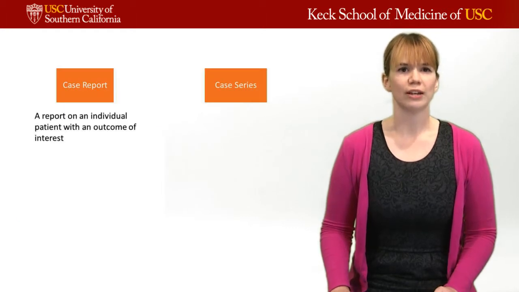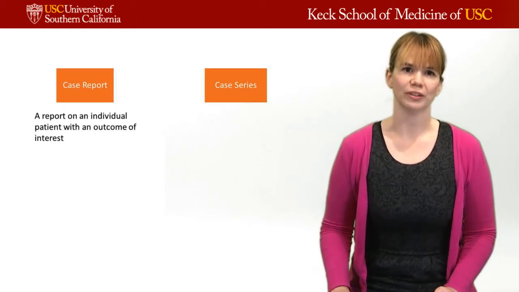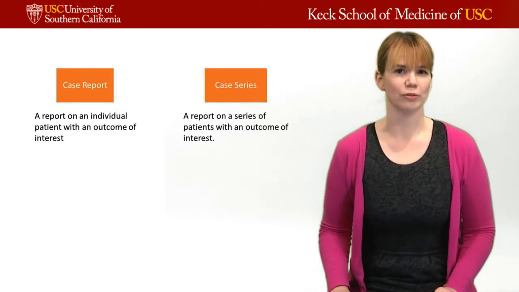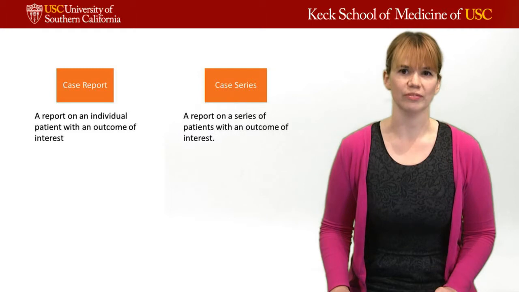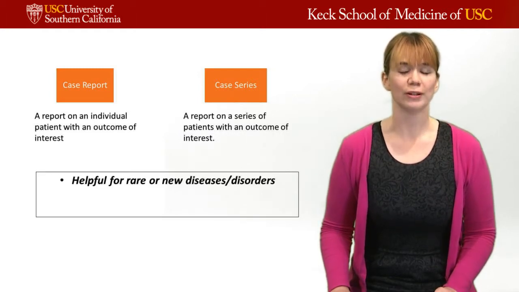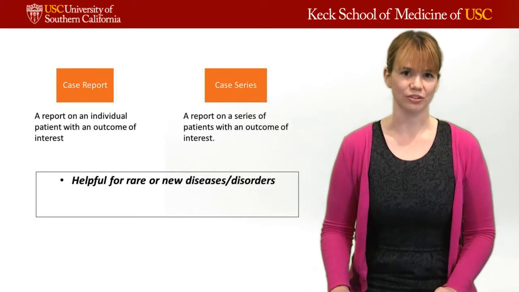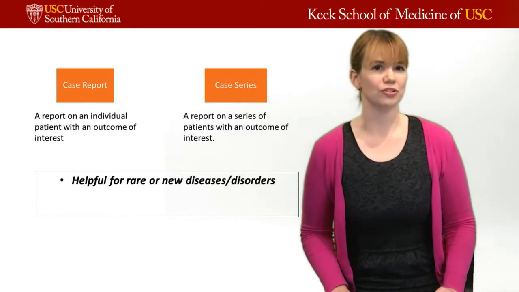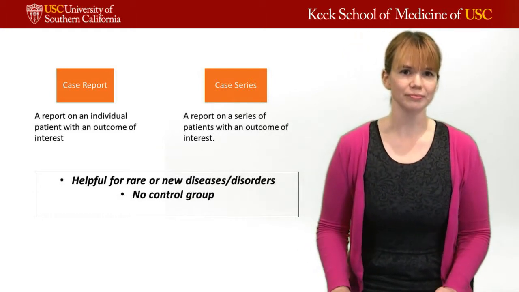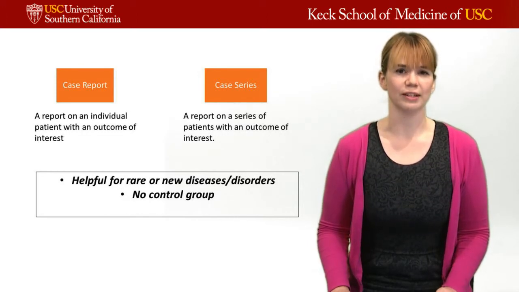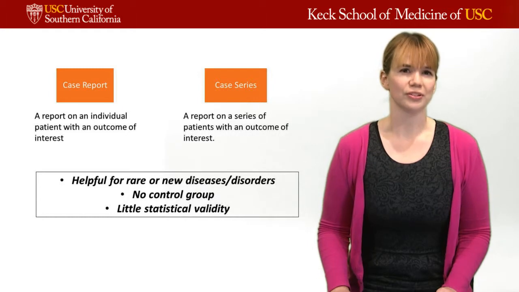So what are these? A case report is a report of an individual patient with an outcome of interest. And a case series is really just the pluralization of this. Now you have a report with a series of patients with that outcome of interest. These are really helpful because they give you that picture, and they're especially helpful for rare or new diseases and disorders. It's very rare that you would find guidelines on something like alien hand syndrome, but if you look up case reports and case series, you'll find a plethora of information. Unfortunately, though, there is no control group for these types of studies, and because of that, there's little statistical validity.